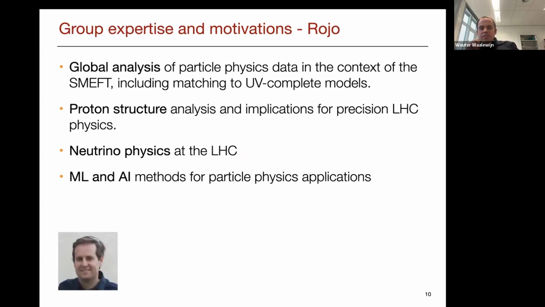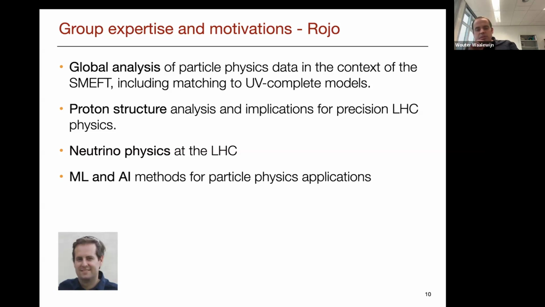Okay, so I'm going to switch to the things that Juan has been working on. And basically he's done a lot of machine learning, but specifically in two contexts, namely a global analysis of data to constrain the standard model effective theory, including also matching to UV complete models, but also to study the proton structure, and specifically to use a neural net to parameterize the parton distribution function that also Ignacio talked about. A more recent interest of his is in neutrino physics.